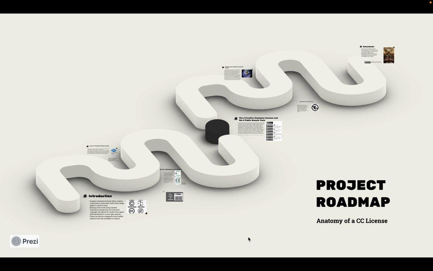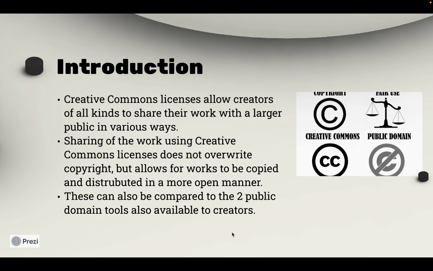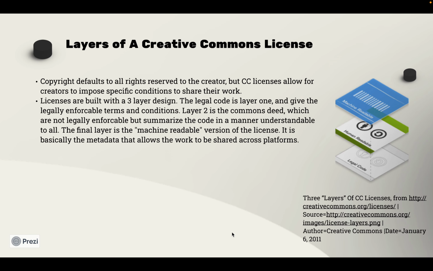The last thing for us to consider is the anatomy of a Creative Commons license. Creative Commons licenses allow creators of all kinds to share their work with a larger public in various ways. Sharing of the work using Creative Commons licenses does not overwrite copyright, but allows for works to be copied and distributed in a more open manner. These can also be compared to the two public domain tools also available to creators.